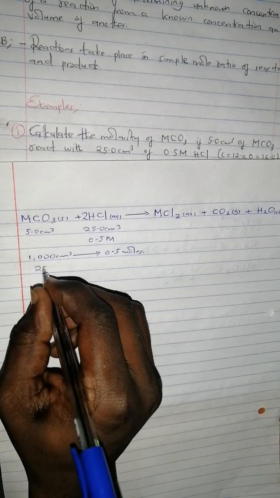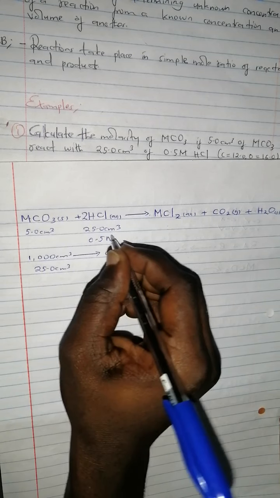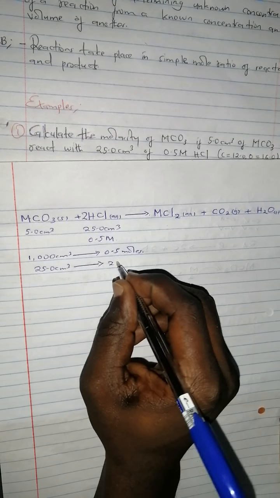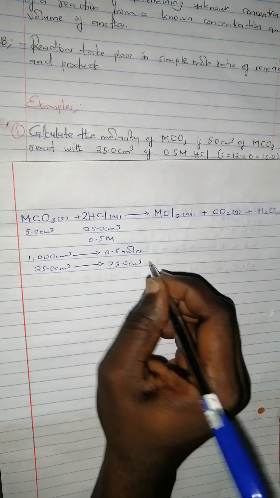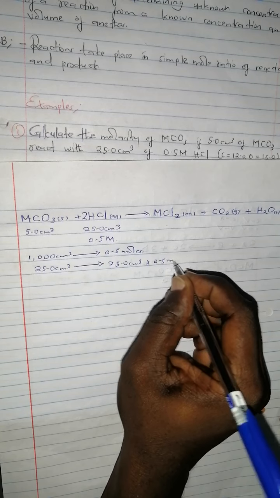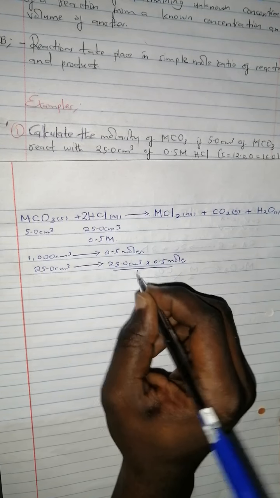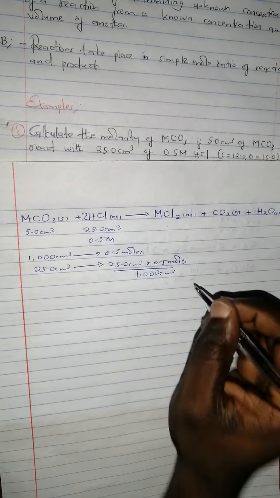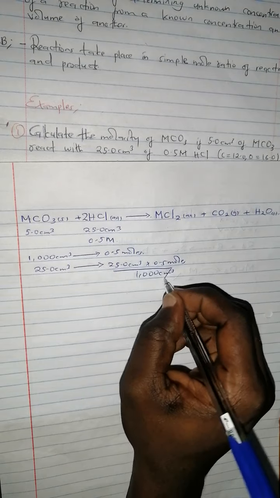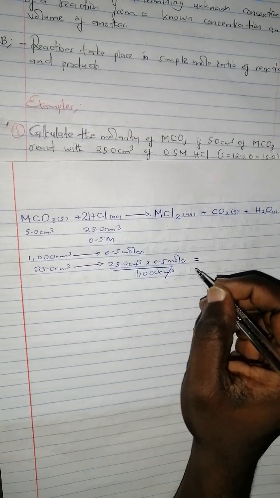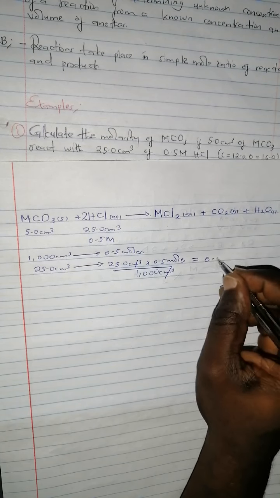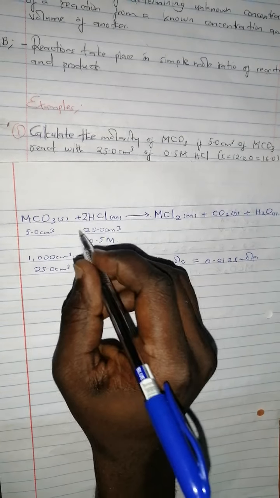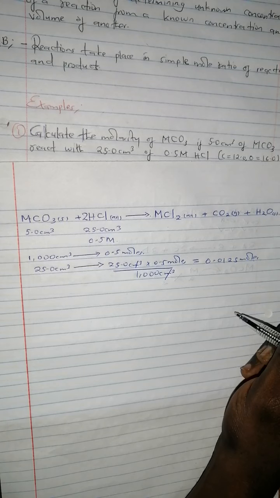How about the 25.0 cubic centimeter that we are given? What number of moles will it contain? It will contain 25.0 cubic centimeter times 0.5 moles divided by 1,000 cubic centimeter. I just do simple crossing, just like in primary. When I punch that in my calculator, I get 0.0125 moles of HCl contained in 25 cubic centimeter.